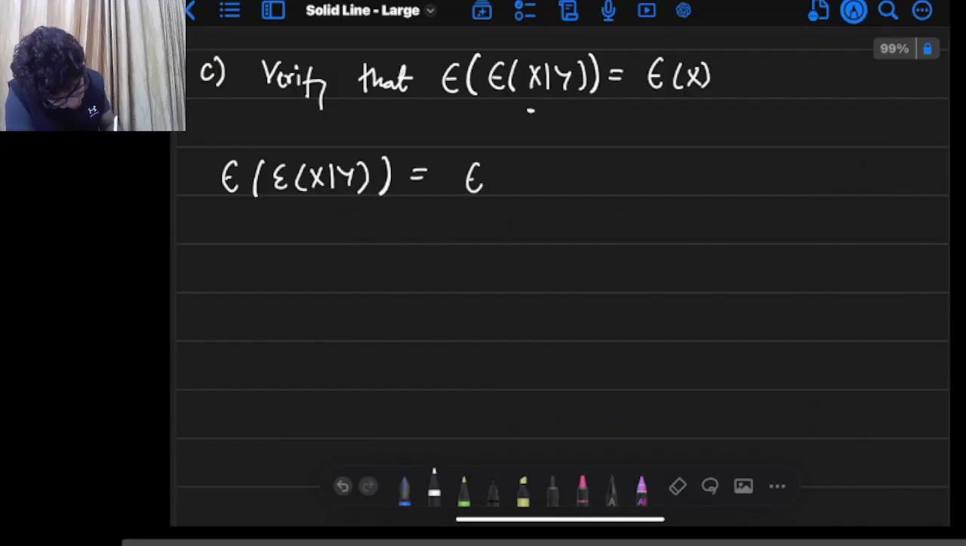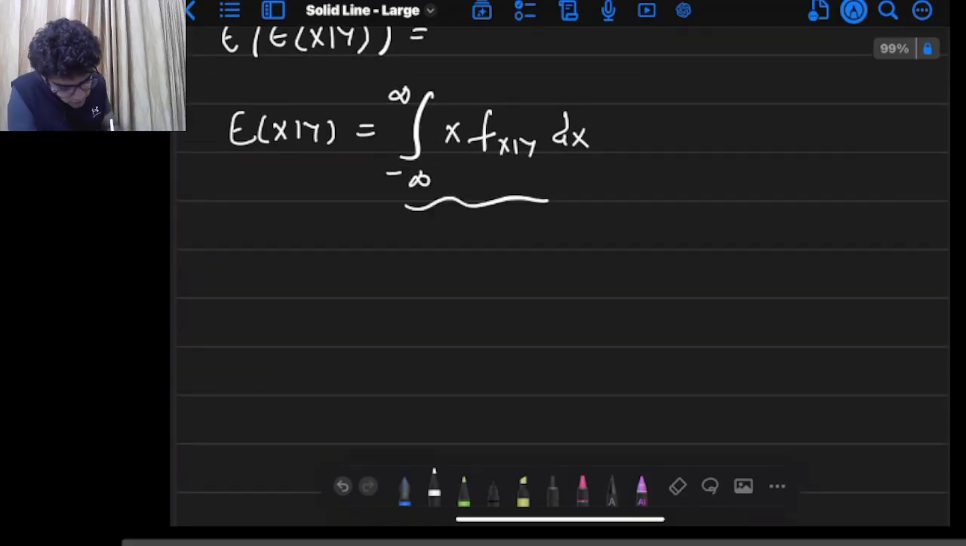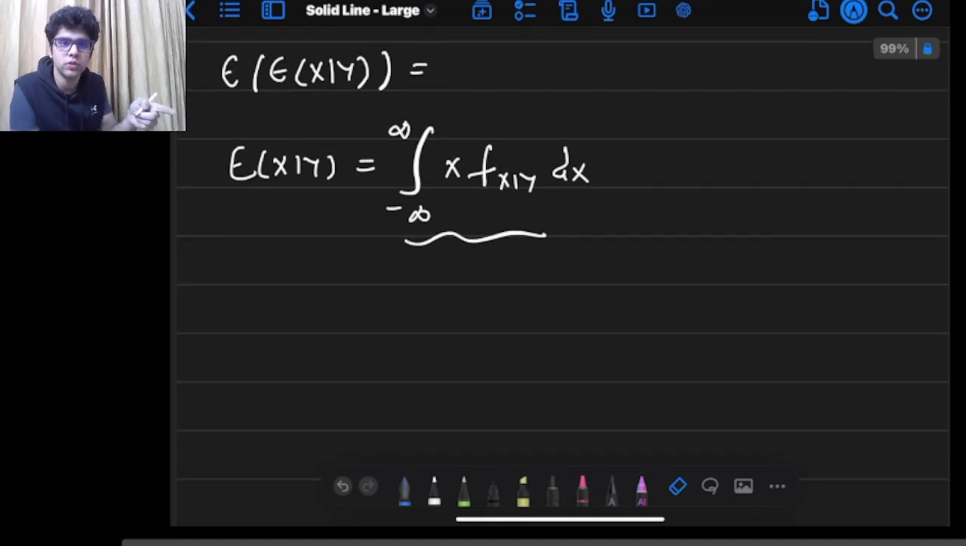So we already know that the expected value of x conditional y is the integral of x times f of x conditional y dx, from, let's say, negative infinity to positive infinity. Now I need to find the expected value of this. That means that if this function is, for example, g of x, I need to find the expected value of g of x. This means that I need to find the expected value of this whole function, but with respect to what?